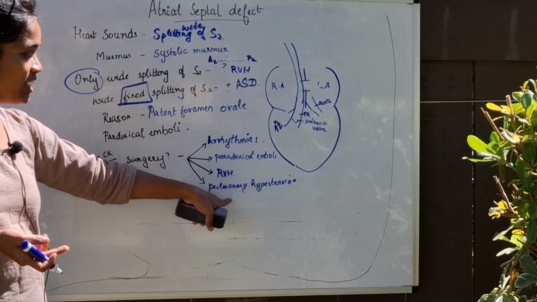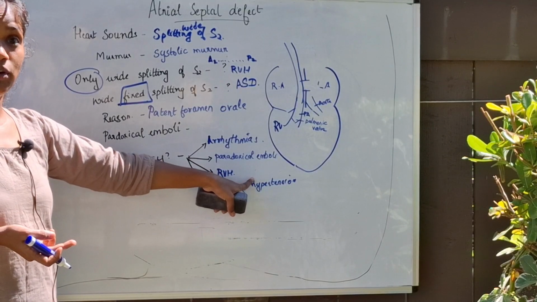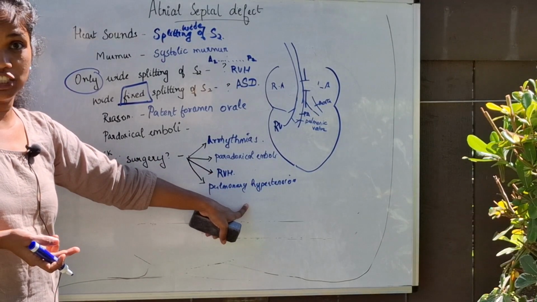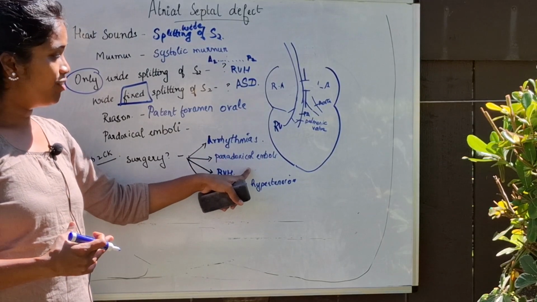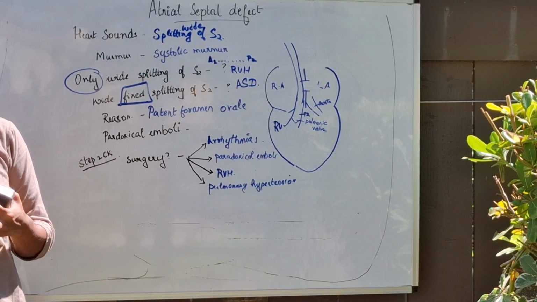So when there are any changes in the heart, like right ventricular hypertrophy or pulmonary hypertension, or if the heart per se is reacting with arrhythmias, or if there is paradoxical emboli, then it is an indication that it needs to be operated.